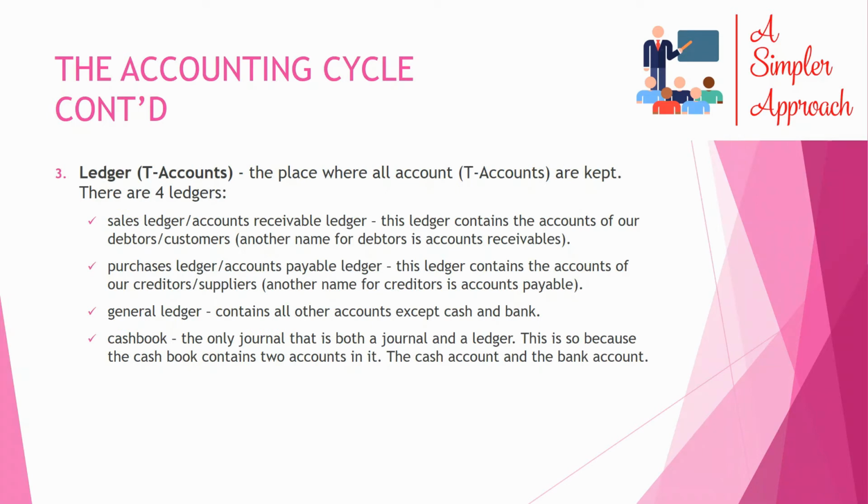Number 3, the ledger. This is a place where all T accounts are kept. Now there are 4 ledgers. You have the sales ledger, the purchases ledger, the general ledger, and the cash book. Now, we will understand this in greater detail, but let me provide a little basis upon which you will be able to better understand.